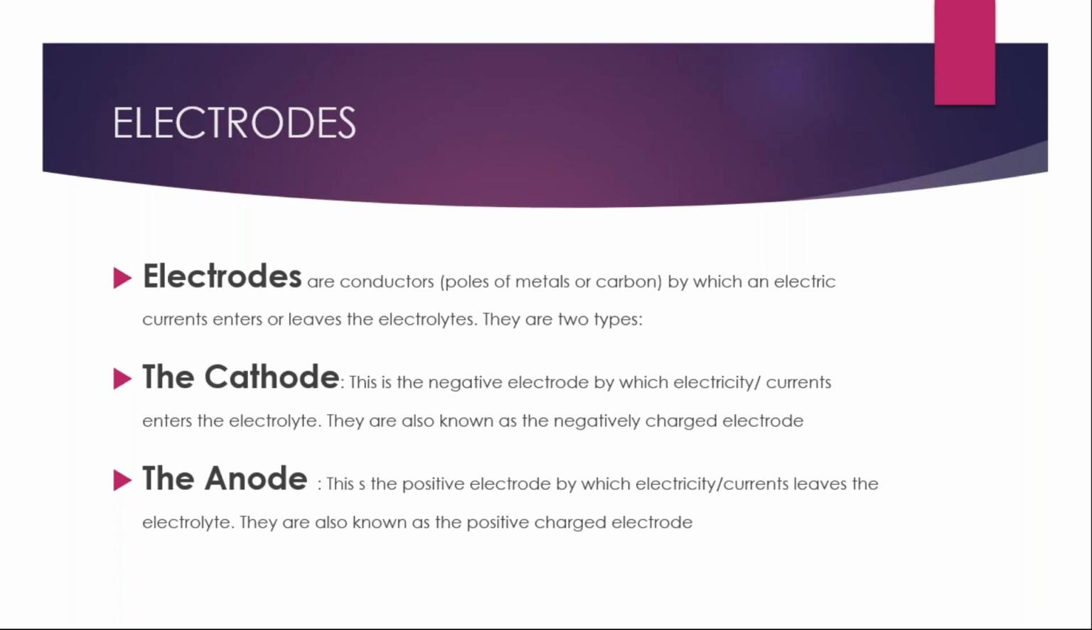The cathode is a negative electrode by which the electric current enters the electrolyte. It is also known as the negatively charged electrode. We have examples of them, which we're going to look at.